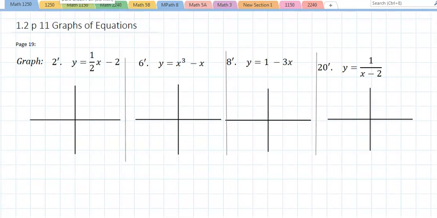This is section 1.2 on page 11 in our book. That's where the section begins. And on page 19, that's where the problems are. I'd like to look at some problems. The actual directions on numbers 2 through 20, it doesn't say graph, it says match. At least 2 through 6. But I'm going to graph them anyways.